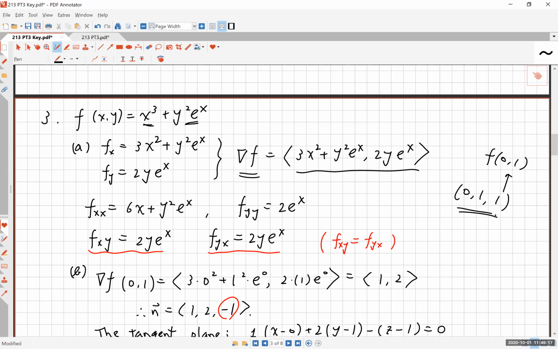So to find, well, first you find the gradient. So you found the gradient. You also found, or you are to find, fxx and fyy. What are those?